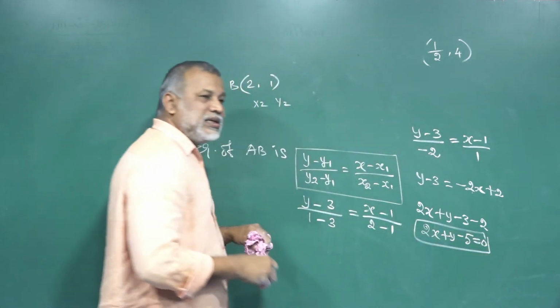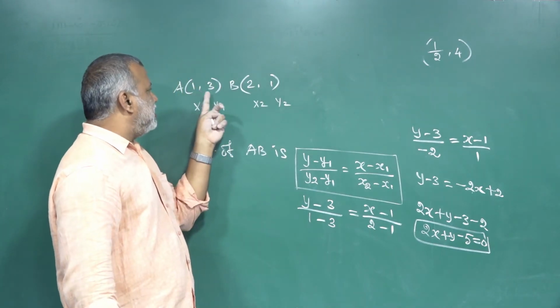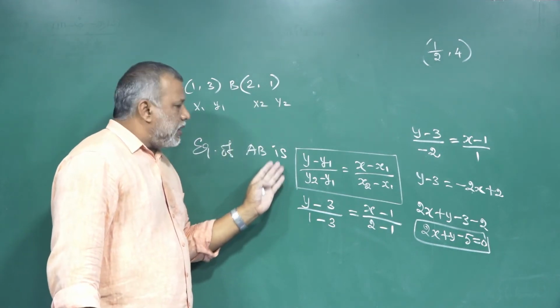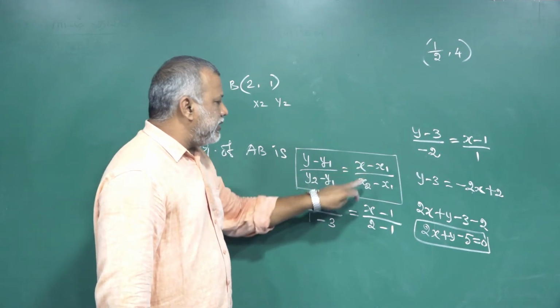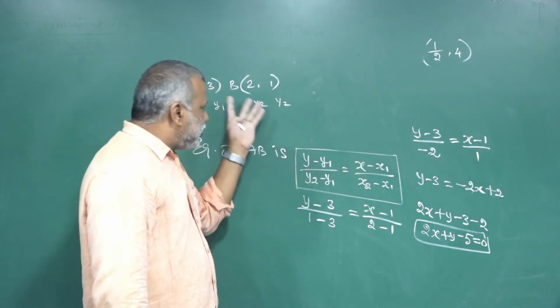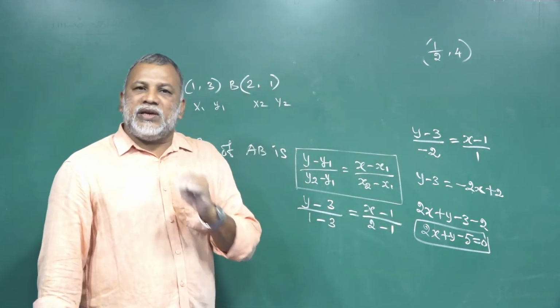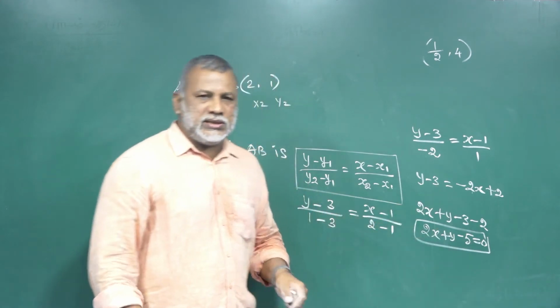So this is the straight line joining the given two points (1, 3) and (2, 1). We are using this formula, (y minus y1) divided by (y2 minus y1) equal to (x minus x1) divided by (x2 minus x1). Substitute the data here, then simplify, and you get the equation of the straight line, that is 2x plus y minus 5 equal to 0.